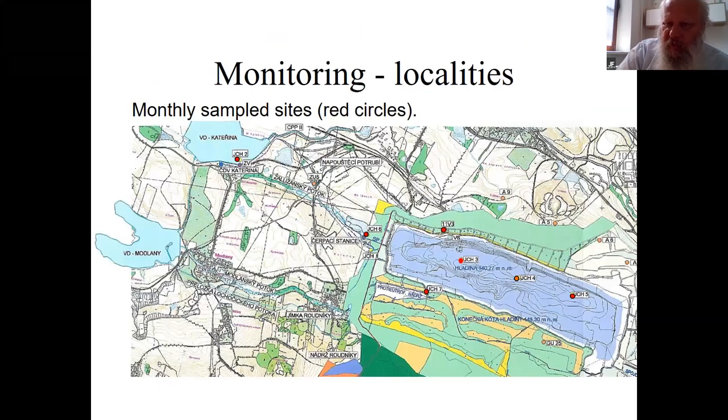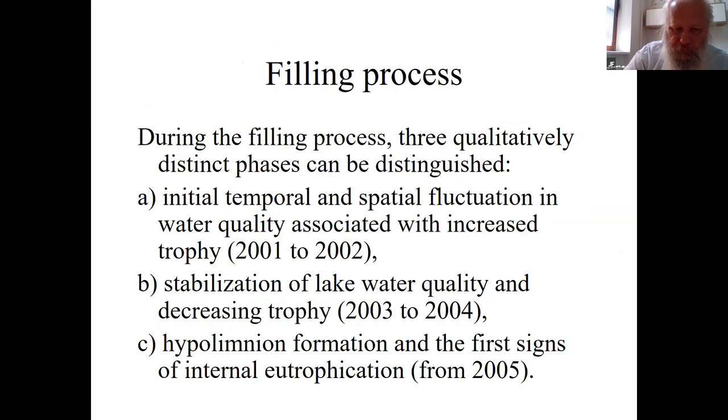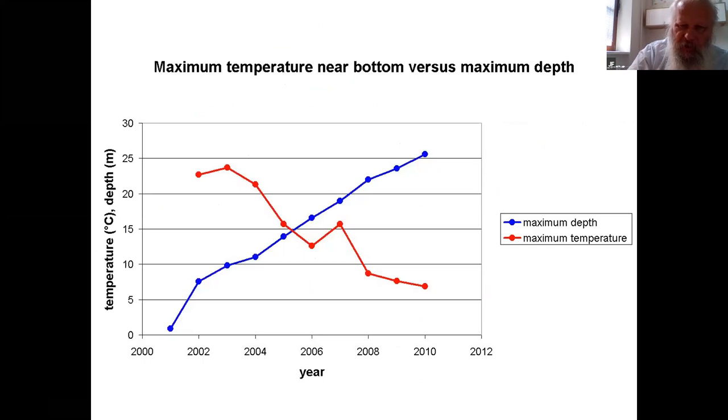And we are showing some results of how the water quality changed during flooding in this Chabařovice lake. So basically, there are several stages during filling. The lake started to be filled in 2001. There was a large initial fluctuation, then it stabilized by about 2004, and then a hypolimnion formed, and there was a first sign of eutrophication in 2005. I'm going to show it in the numbers.